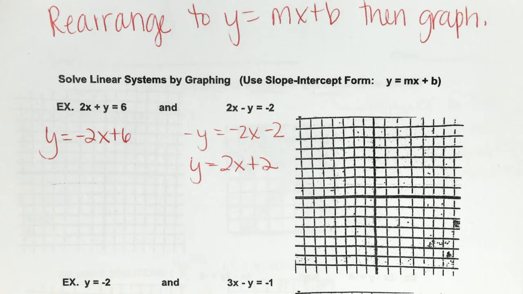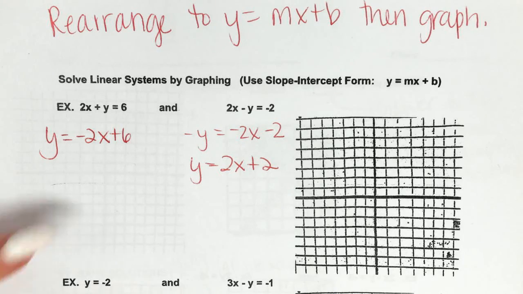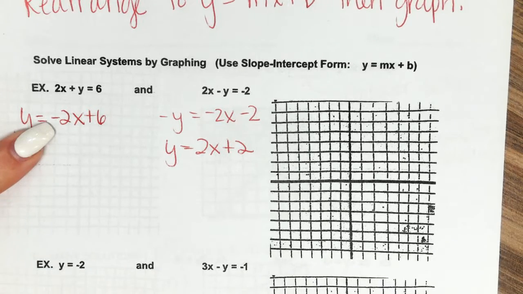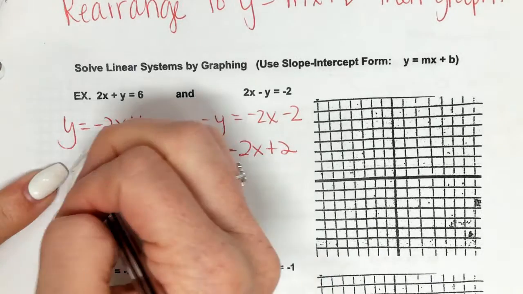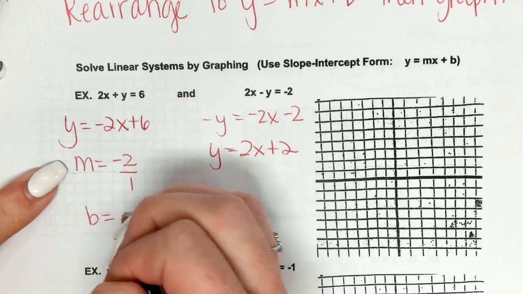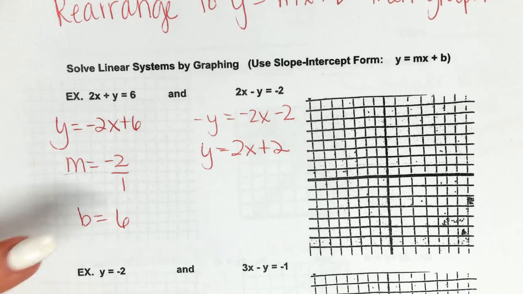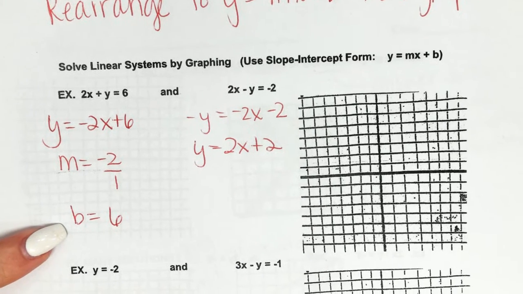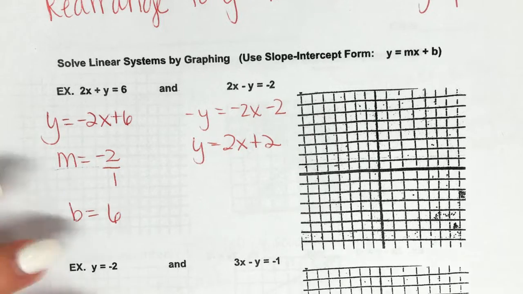Now, if you want, you can graph in 2 different colors so that you have 2 lines in different colors. I'm just going to use pencil and red pen. So this one I'm going to graph in red pen. My slope is -2/1. My y-intercept is 6. Do y'all remember how to do this? So where do I start? At the y-intercept of 6.